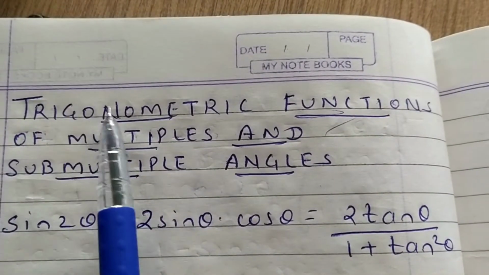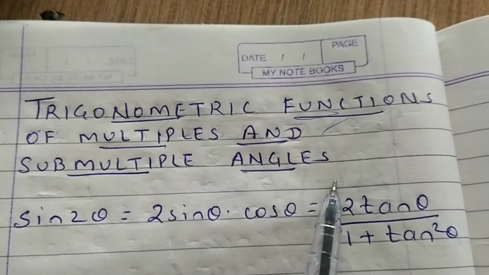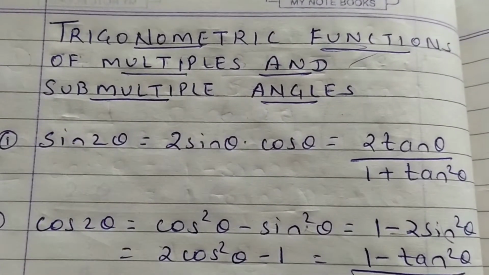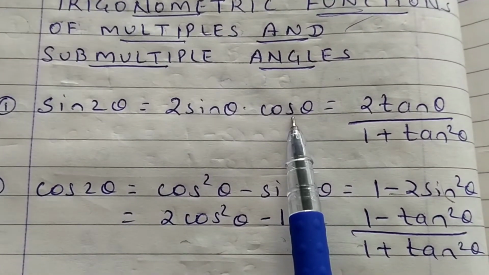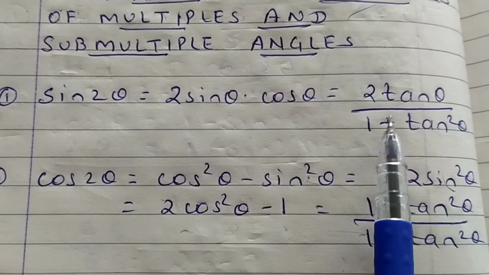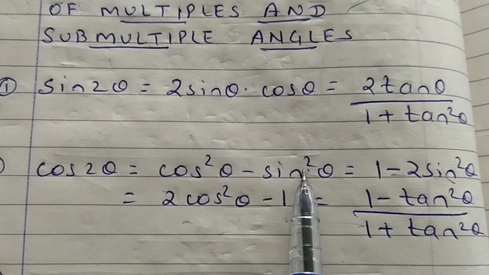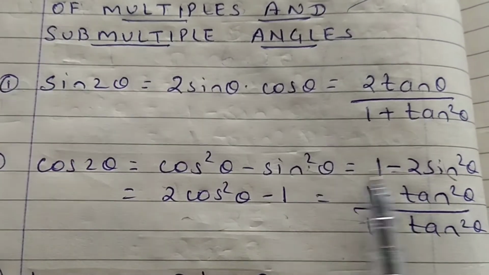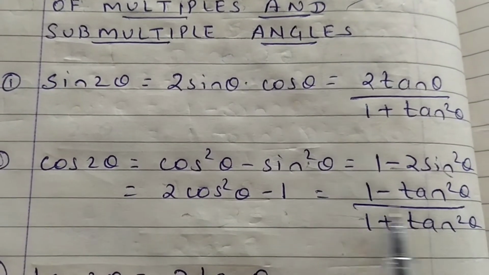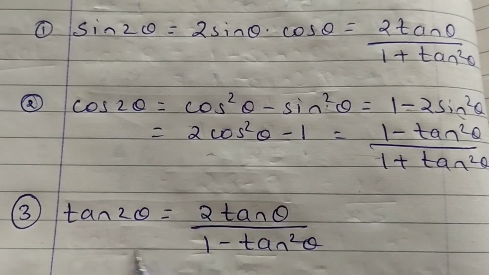Now let us see how to find the trigonometric functions of multiples and submultiples angle. So here are certain formulas which we should know. Sin 2 theta is 2 sin theta into cos theta, which is also equal to 2 tan theta upon 1 plus tan square theta. Cos 2 theta is cos square theta minus sin square theta. It is equal to 2 cos square theta minus 1, or it is also equal to 1 minus 2 sin square theta, or 1 minus tan square theta upon 1 plus tan square theta.